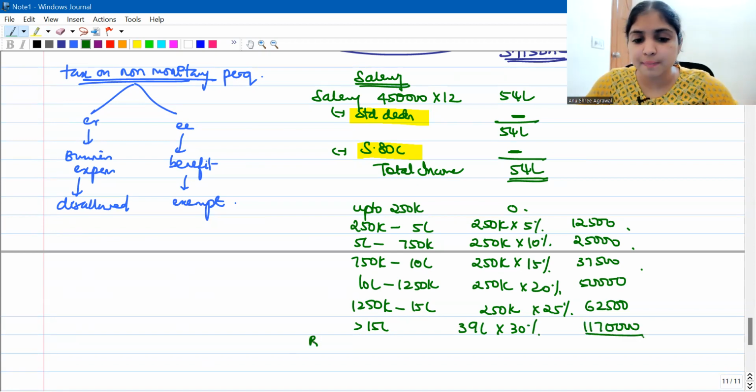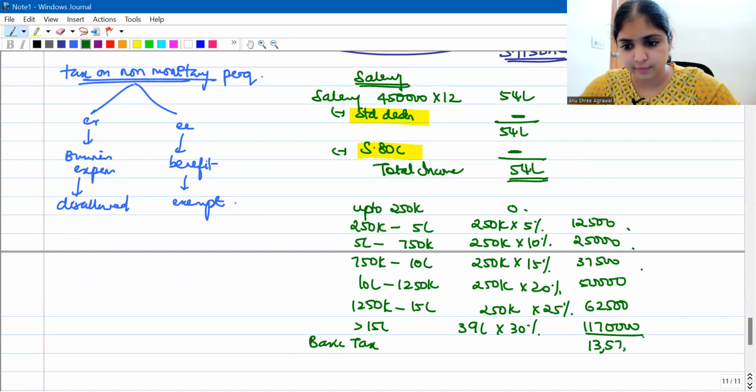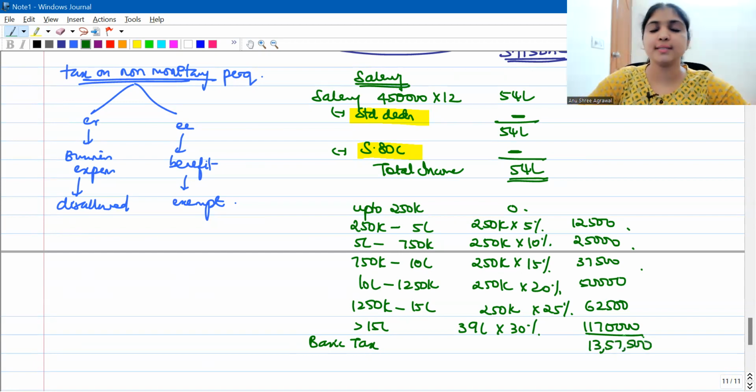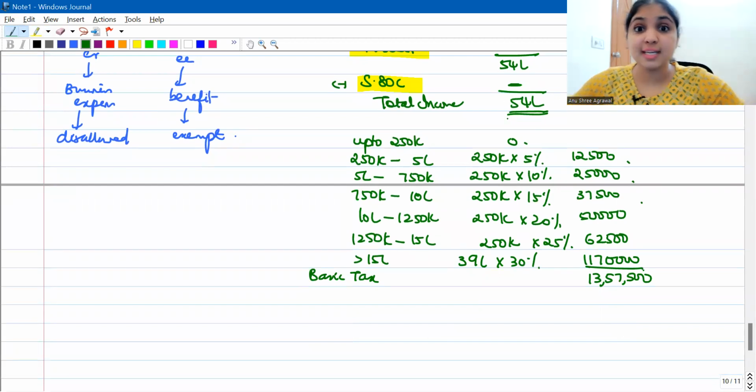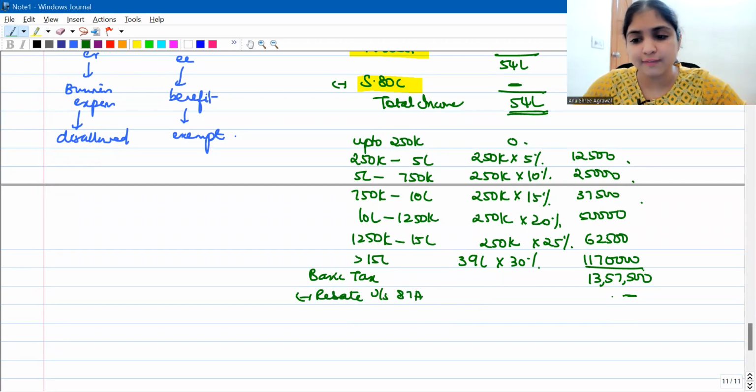So if you add up, the total basic tax according to 115 BAC would be 13,57,500. Do we all get this number? Yes. Now, if you look at the total income of your assessee, it is more than 50 lakhs. Which means we will not have any rebate, right? Because total income is more than 5 lakhs. So, we will not have any rebate.